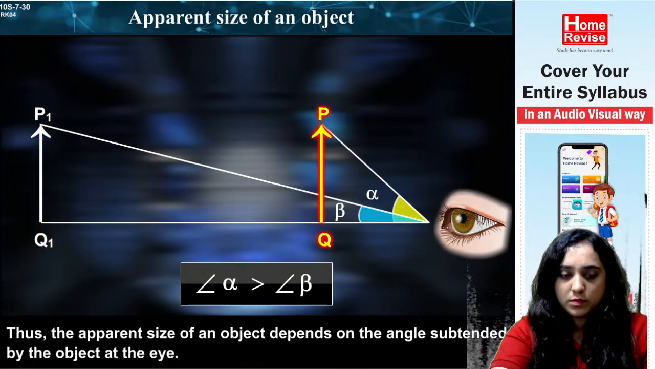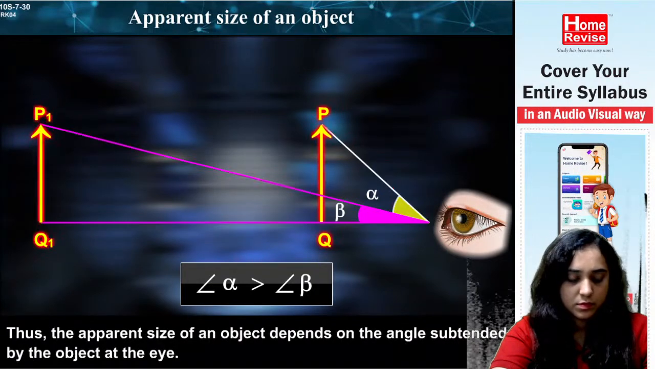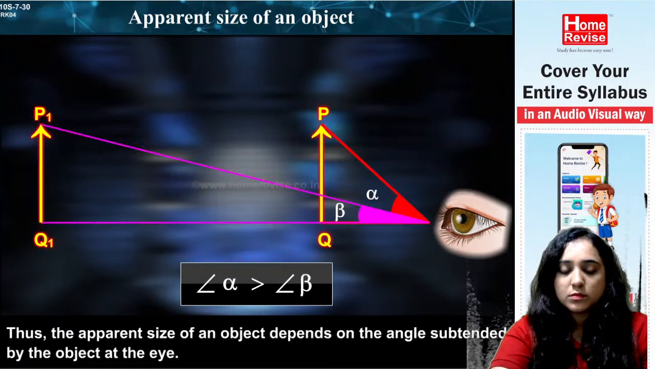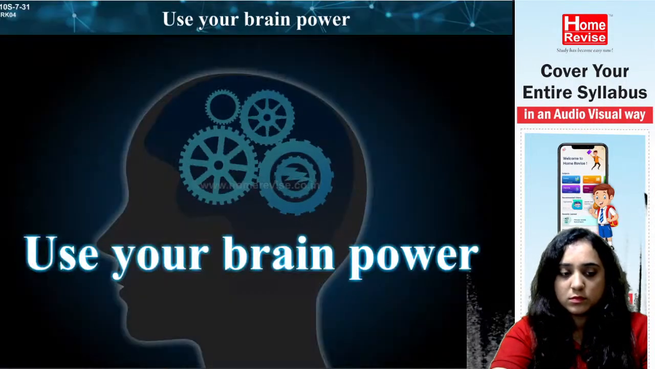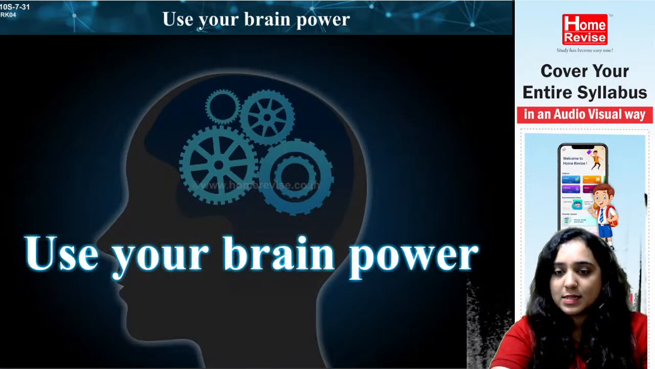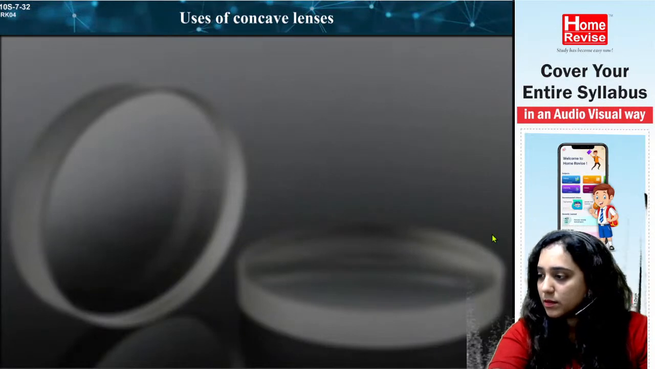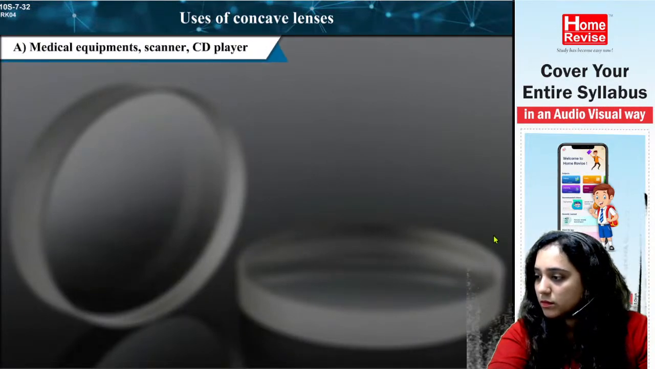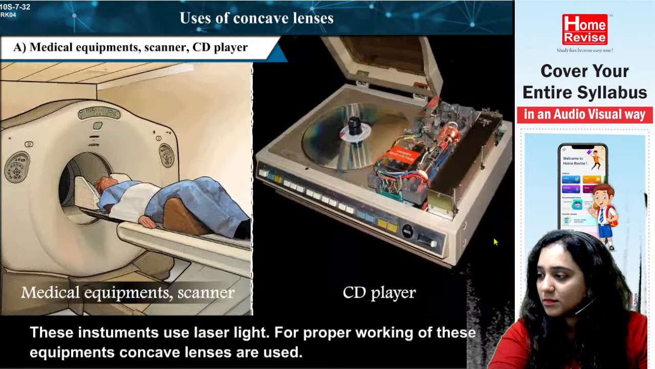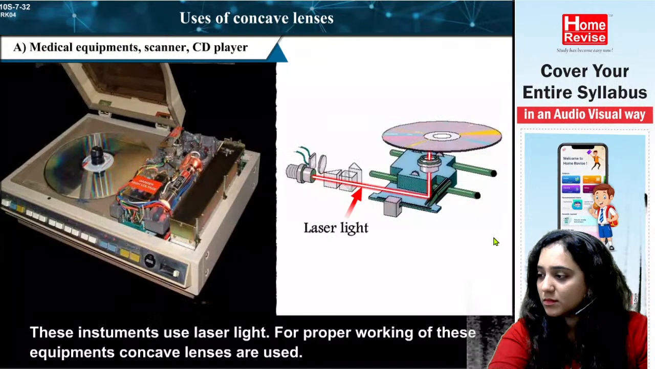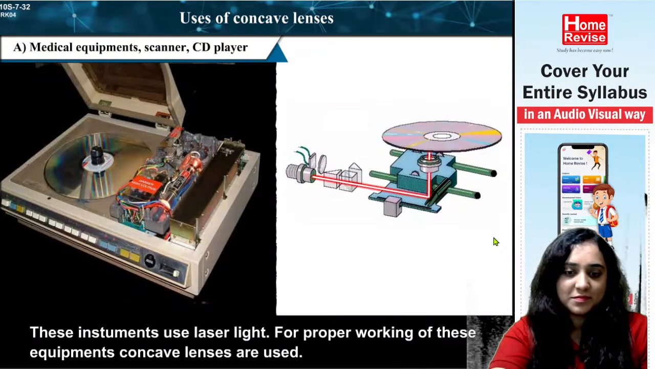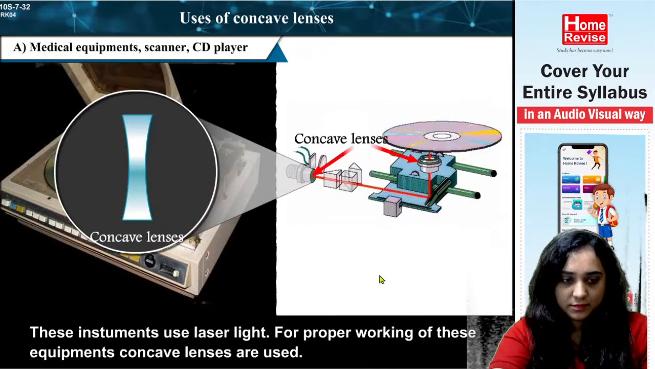Thus, the apparent size of an object depends on the angle subtended by the object at the eye. Use your brain power. Okay, now let's understand this. Uses of concave lenses. A. Medical equipment, scanner, CD player. These instruments use laser light. For proper working of these equipments, concave lenses are used.